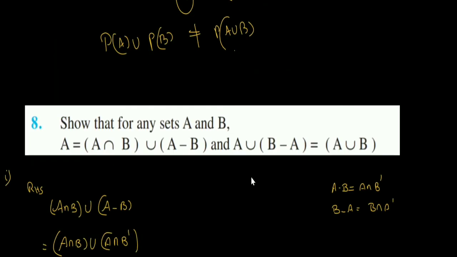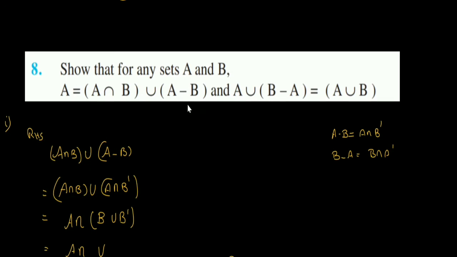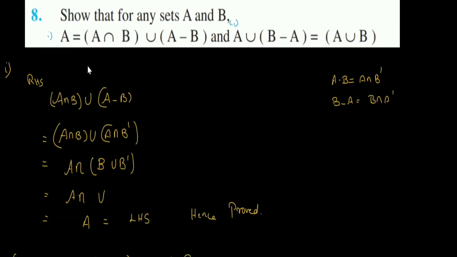Question number 8. Show that for any sets A and B, set A is equal to A intersection B union A minus B, and the second part, A union B minus A is equal to A union B. So we have to prove two questions here. Now let us take the first one. Let us take the right hand side. What is the right hand side here? A intersection B union A minus B.